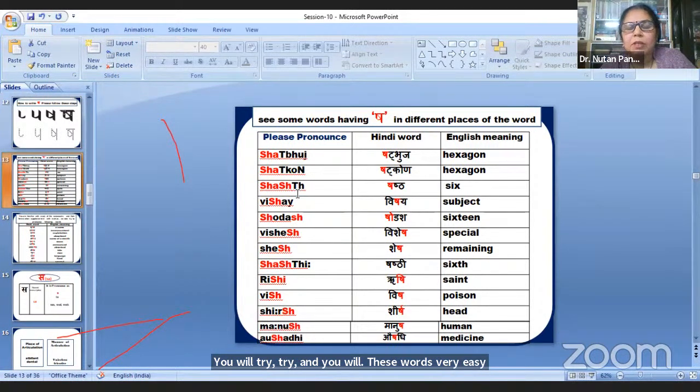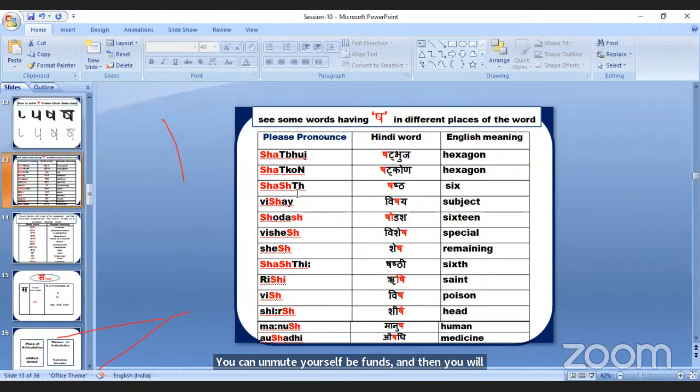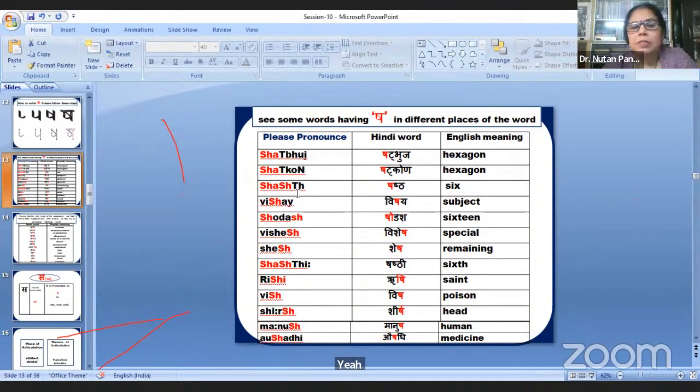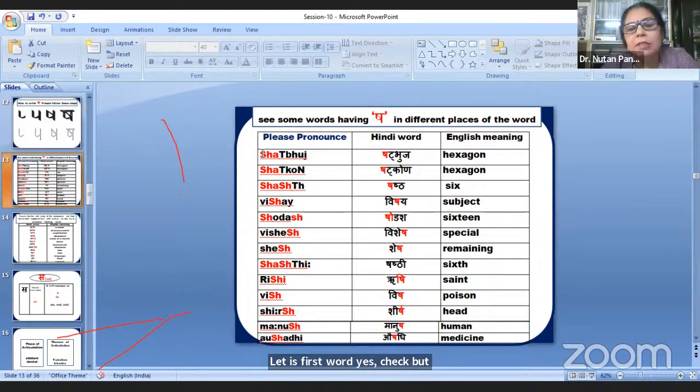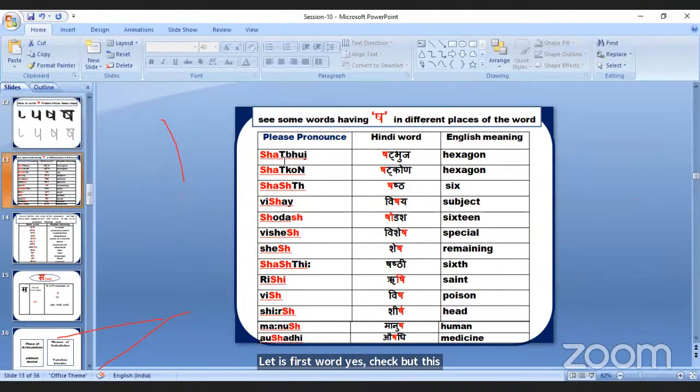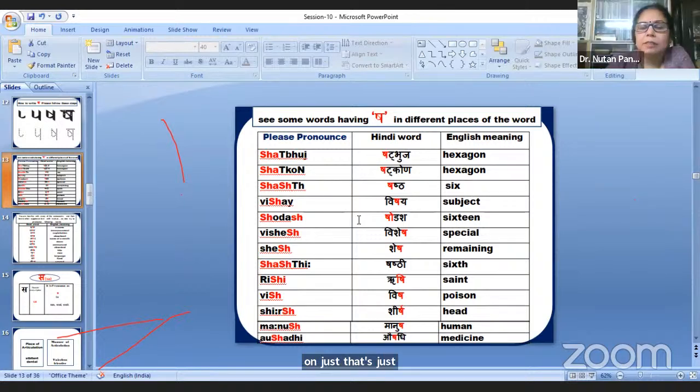You can unmute yourself and pronounce with me first, and then you will pronounce yourself. Okay? Good. First listen to me and then you will pronounce it. First word is shat-bhuj. I have put the mark, which means it will be from this. Shat-bhuj. Shat-kon. Shat-kon. Shast. Six. Shast.